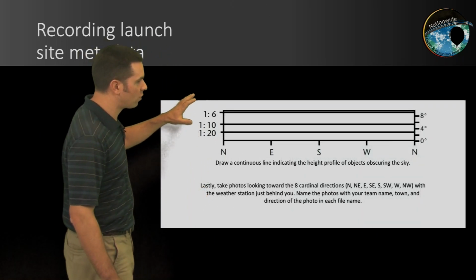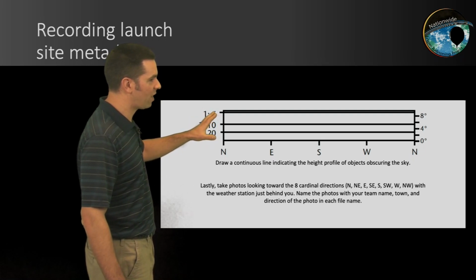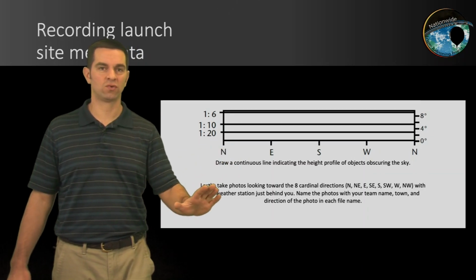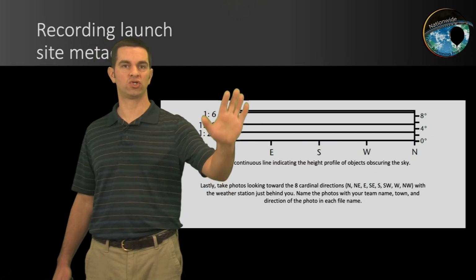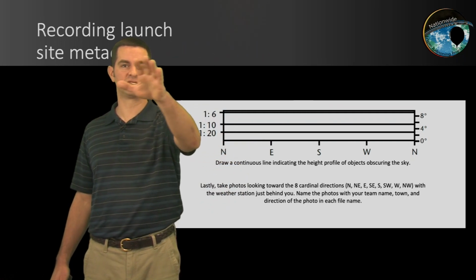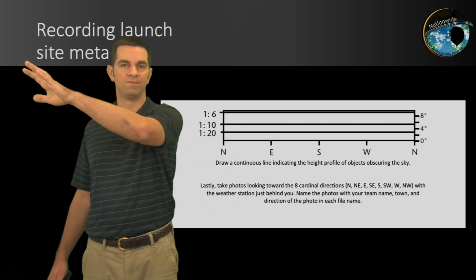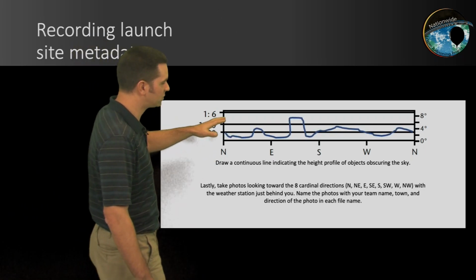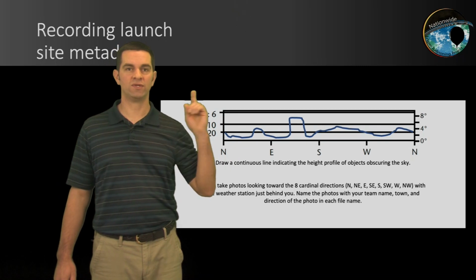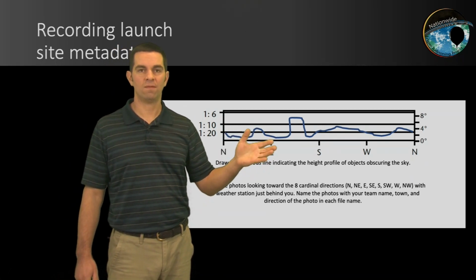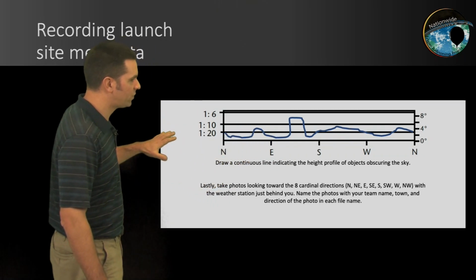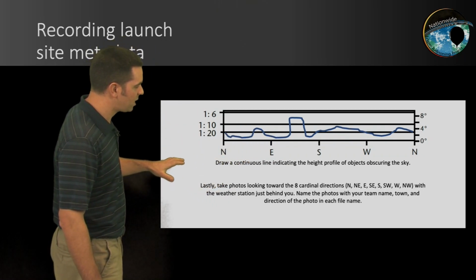Towards the bottom of the form, we have this graph here, where you will draw in a continuous line showing the height of any sort of features, obstructions, trees, buildings that are sticking up and covering some portion of the sky above the horizon. So draw a continuous line, maybe it'll look something like this, so that we know how much of the sky in a 360 view was obscured by things like buildings and trees. So do that, and then lastly, take pictures.